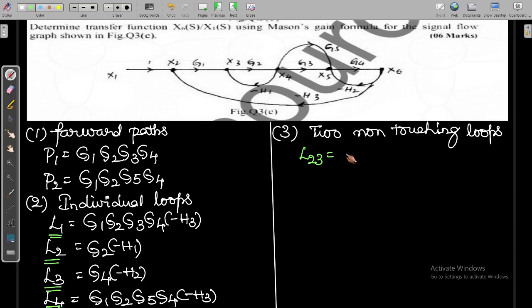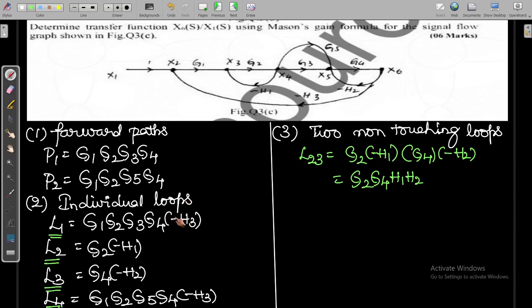So we can write L23 as G2 into minus H1, that is L2. Next is G4 into minus H2. So finally we can write G2, G4, H1, H2. So L23 is the two non-touching loops.